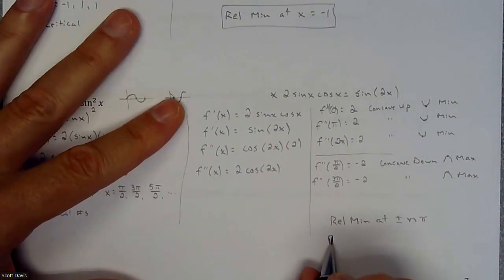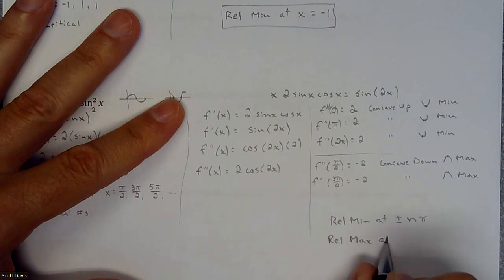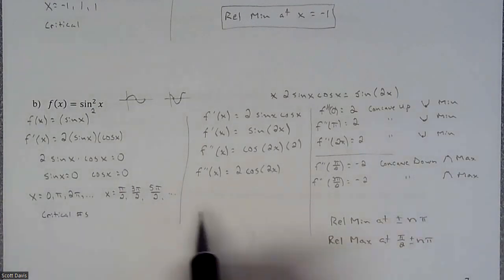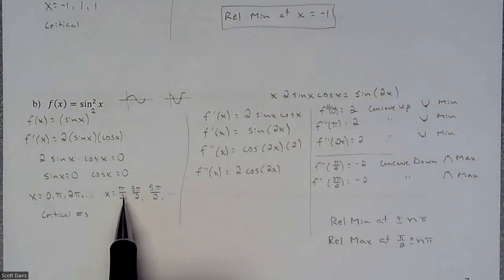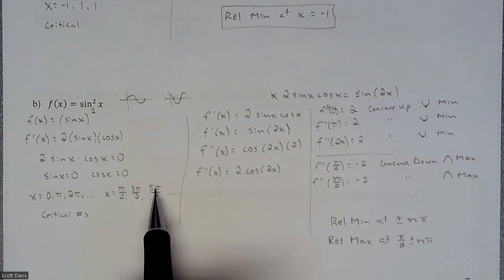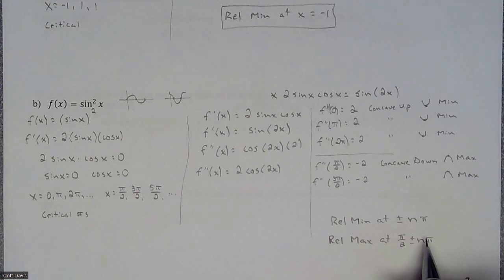So relative maxes at plus or minus, we'll take this, we'll go plus pi over 2 plus or minus n pi. Because this thing repeats itself every pi. So we start at a pi over 2, and then we want to go a 1 pi, a 2 pi, a 3 pi further. So we have to have a starting value and then a pattern associated to it.